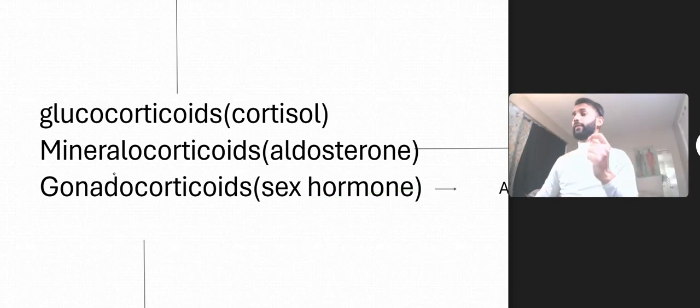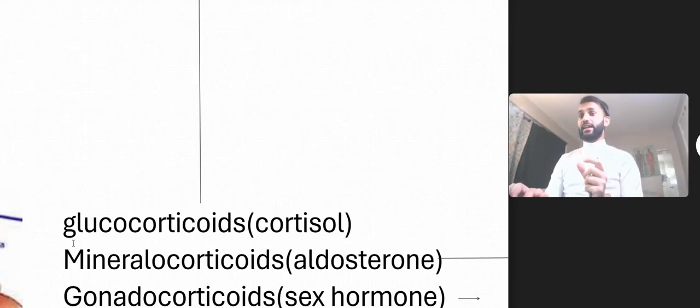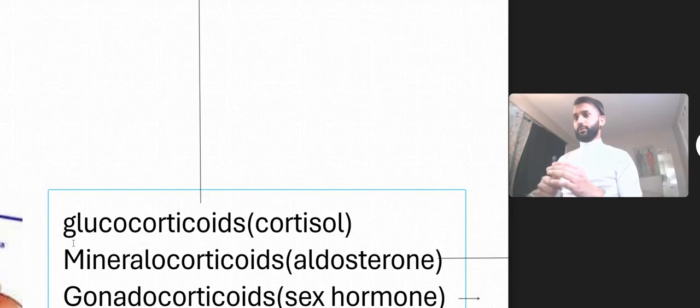About these three, one thing to note is that this one is associated with sugar, this one is associated with salt, and this one is associated with sex hormones. So remember your 3 S's: sugar, salt, sex hormone. Now, let's go into detail about each of these hormone productions and the diseases associated with them. The first one we have is glucocorticoids, cortisol production.